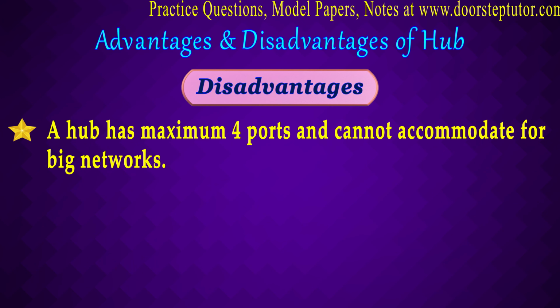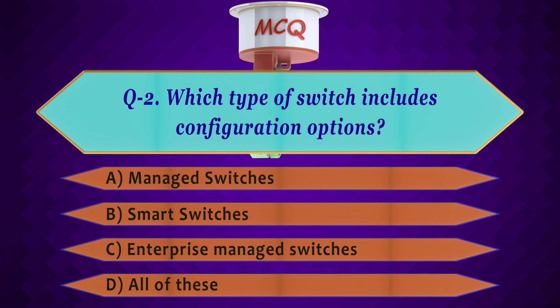So let's discuss some MCQs. How many types of layers come under this particular topic? There are a total of 5 layers that work in a coordinated manner in the case of switches and hubs. The next question is, which type of switch includes configuration protocols? Different options are given. The correct answer is all of these.